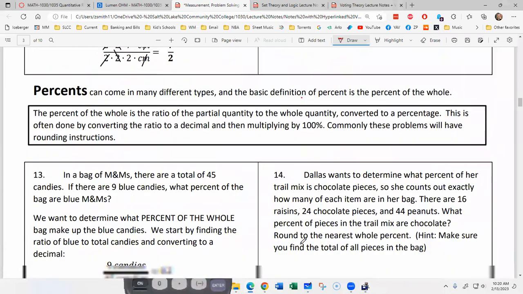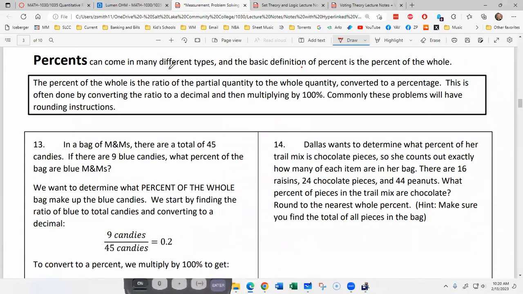All right, percents. The first one is the percent of the whole. And this is just percent is divide by 100 and of is times. So Dallas wants to determine what percent of her trail mix is chocolate pieces. So she counts out exactly how many of each are in her bag. There are 16 raisins, 24 chocolate pieces, and 44 peanuts. What percent of pieces in the trail mix are chocolate?